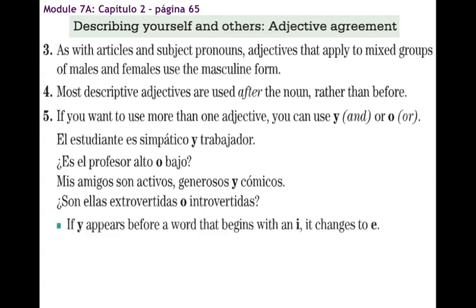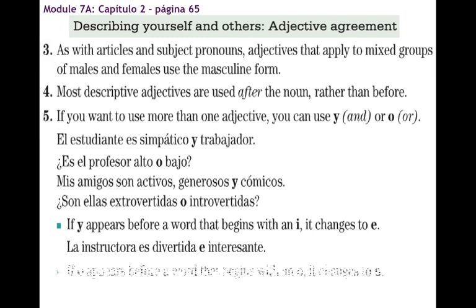Now look what happens if y appears before a word that begins with the letter I, which is also the sound E in Spanish. And y changes to e. Let's look at an ejemplo. Repitan. La instructora es divertida e interesante. The teacher is fun and interesting. So it's difficult to hear the sound interesante if you use the y, which is the normal way to say and. So just for sound, the y, and, is changed to e.